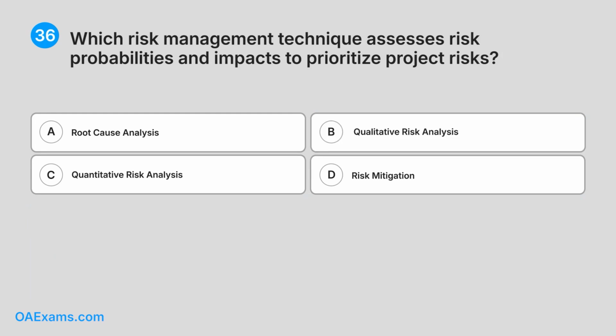36. Which risk management technique assesses risk probabilities and impacts to prioritize project risks? A. Root cause analysis. B. Qualitative risk analysis. C. Quantitative risk analysis. D. Risk mitigation. Can you guess the answer?